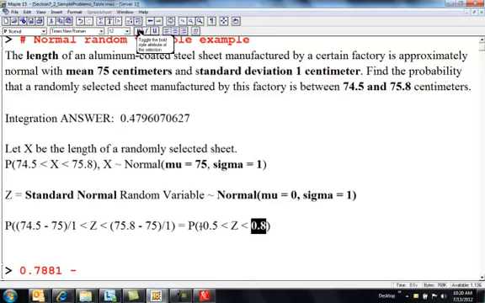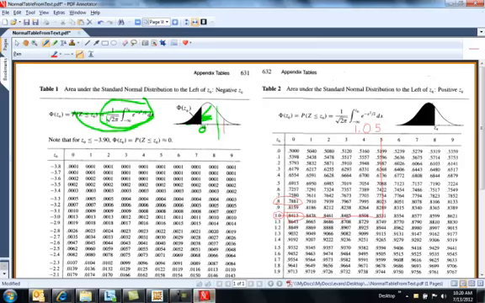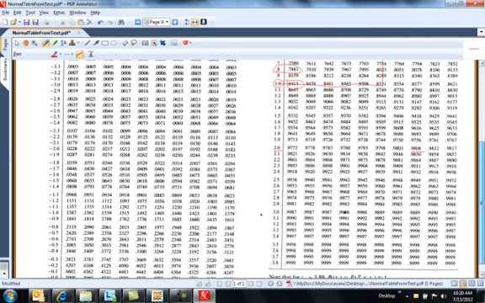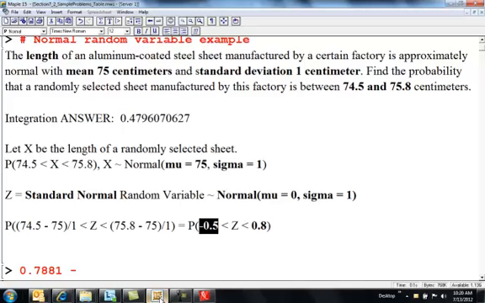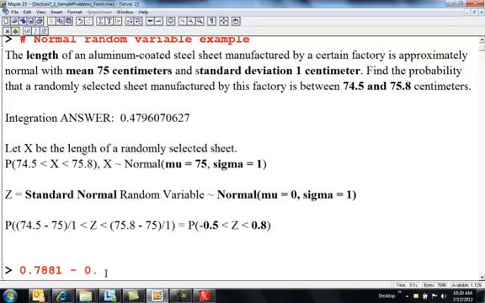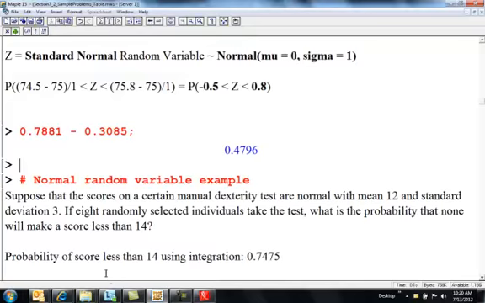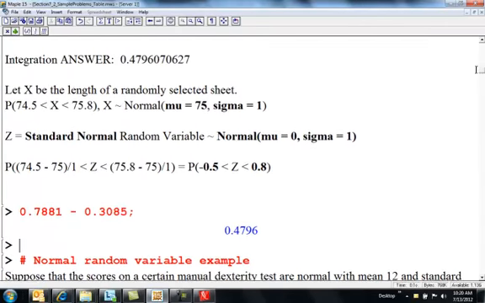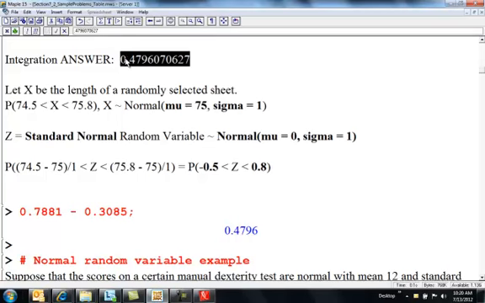Now I'm going to subtract off the area to the left of negative 0.5, not a little bit, but a little amount of area. So let's go back to our curve. Negative 0.5 is down here, and that leaves 0.3085. Subtracting 0.3085, the area under the curve then is 0.4796, and we had gotten 0.4796, so not too bad. So that is one way to do it.